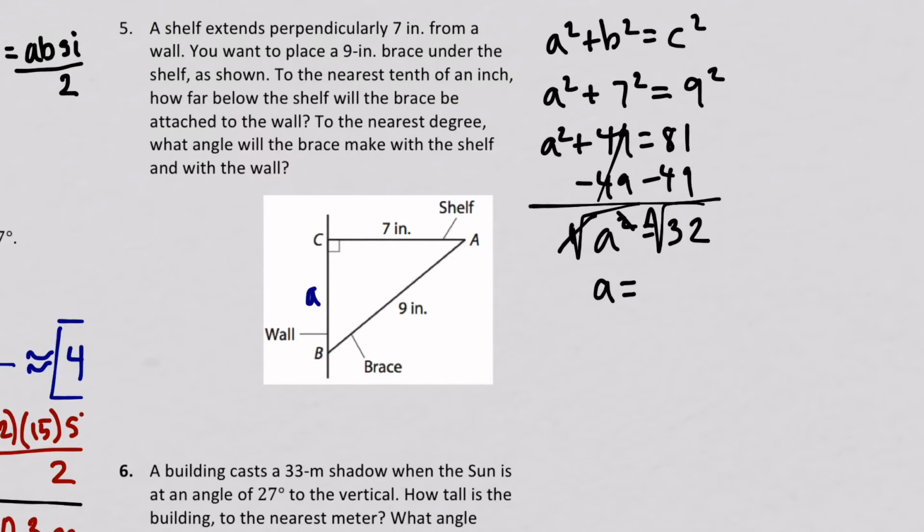Calculator time. My calculator says 5.656 and so on. It does say here to the nearest tenth of an inch, so that means 1 decimal place. So I'm going to leave it as 5.65. That means 5.7 inches. So right here is 5.7 inches. I'm going to put that there. Inches.